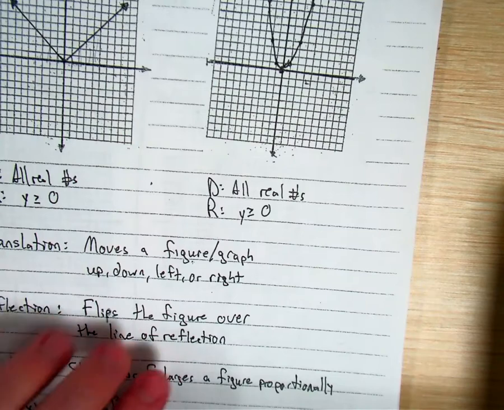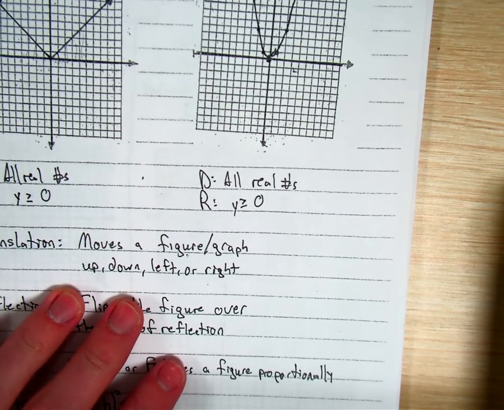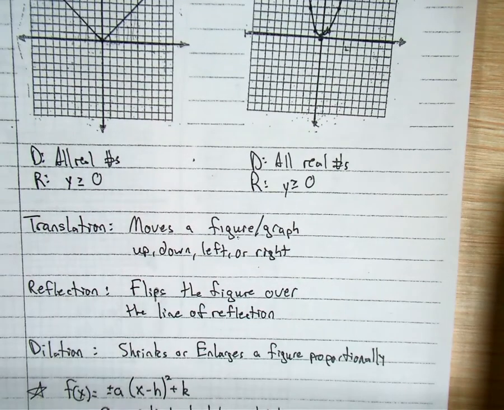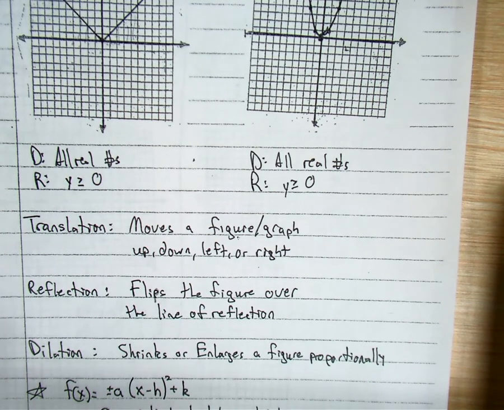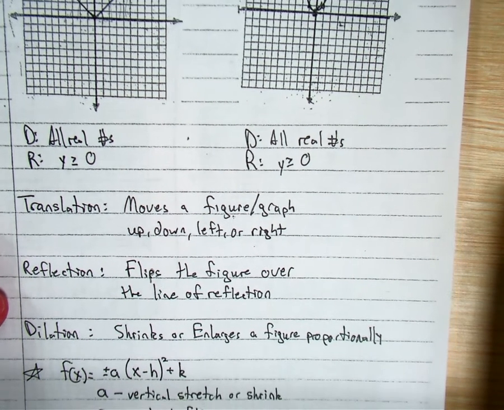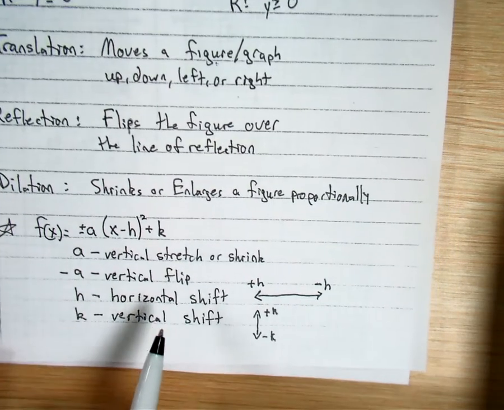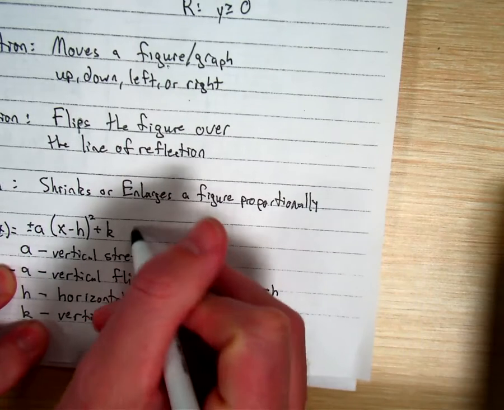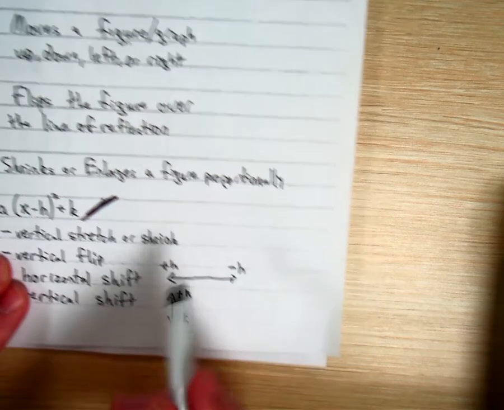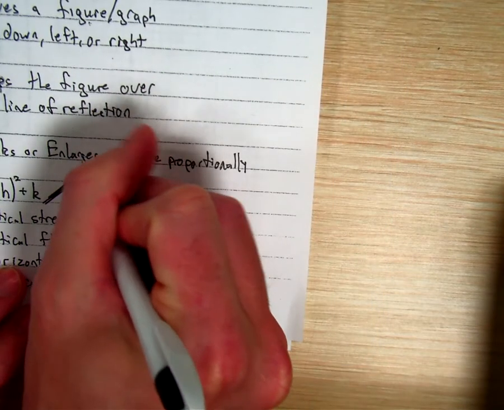So translations. Moves figures around, moves our graph around, up, down, left, and right. A reflection is going to flip it, and a dilation is going to shrink or enlarge it. So we have it here for the quadratic, for the squared. I'm going to also write, it's the same thing for absolute value.